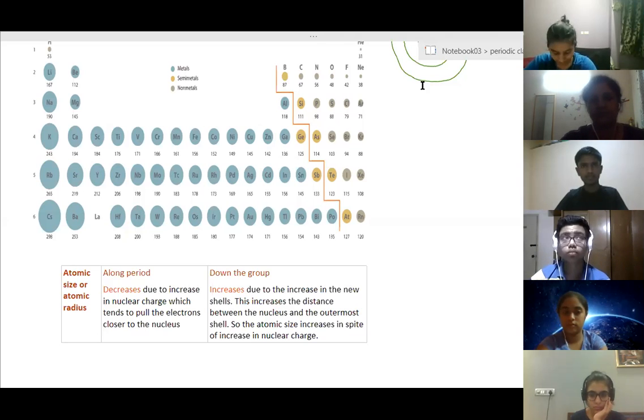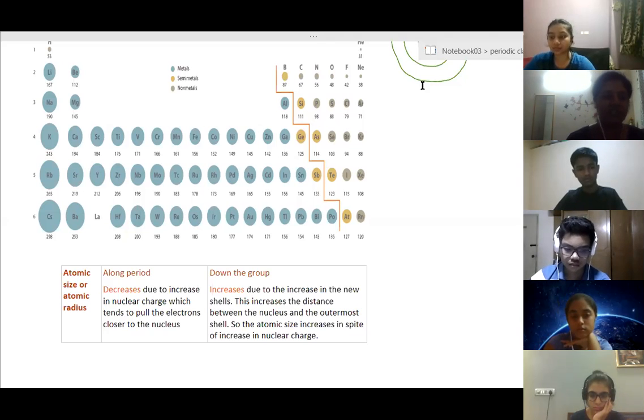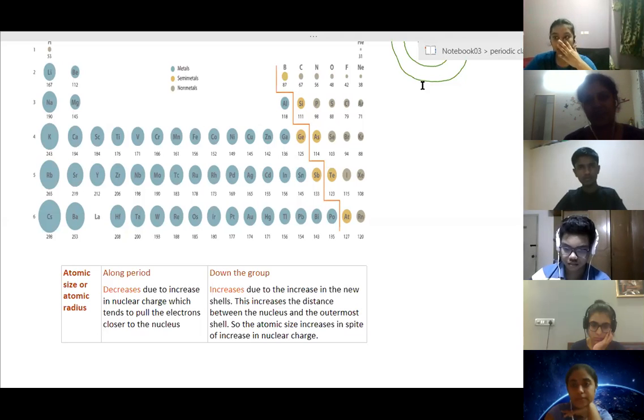Down the group, we are only checking the non-metallic groups, that is 15, 16 and 17 group only, because only those elements have the property of gaining electrons. Other elements cannot gain. Only the elements present in the 15th, 16th and 17th groups can gain electrons. Out of that, the maximum capacity is in the 17 group elements.